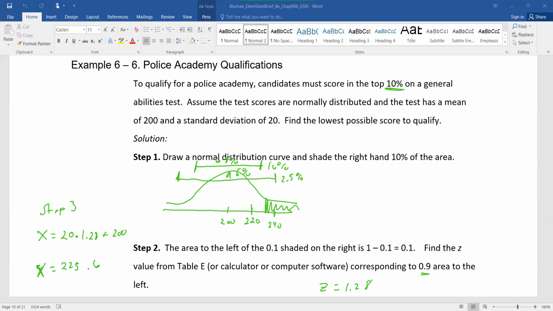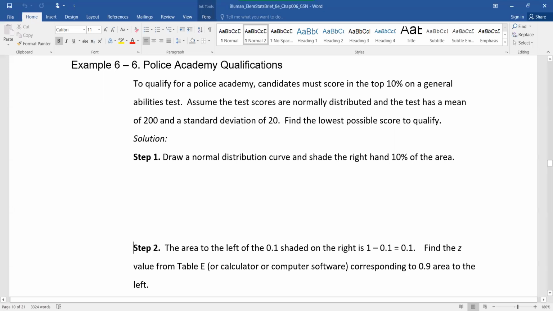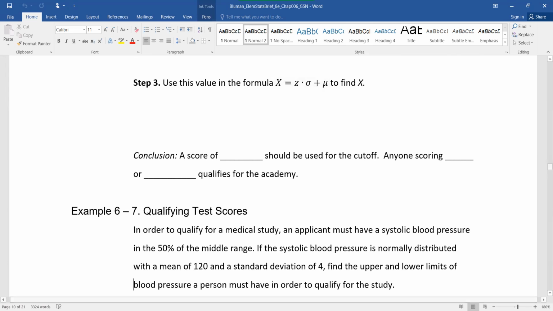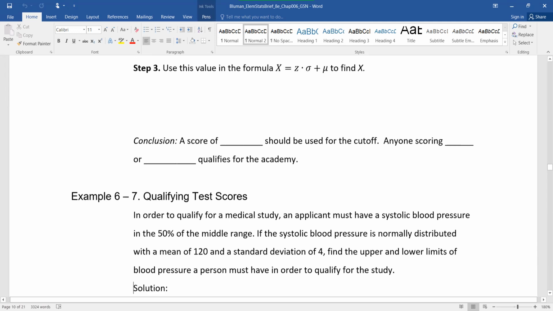Let's do another example. The seventh example, yes. So right there, you can see a score of 225.6 should be used for the cutoff. Anyone scoring 225.6 or more qualifies for the academy. Basically, in words there for you.